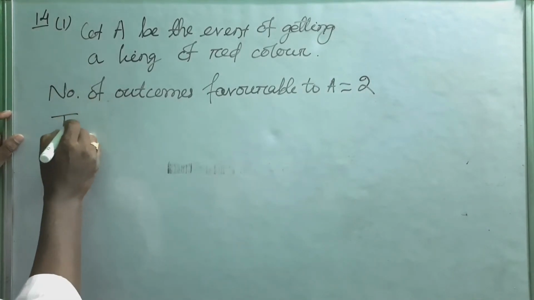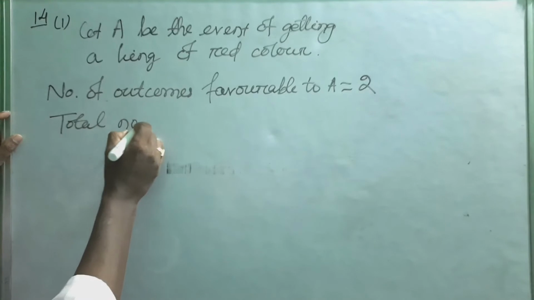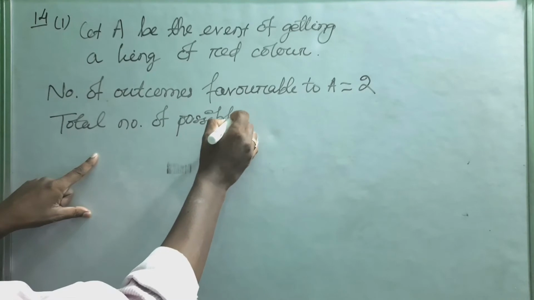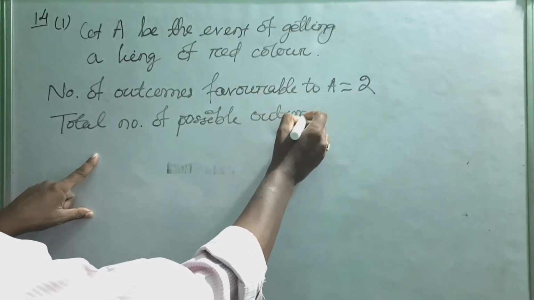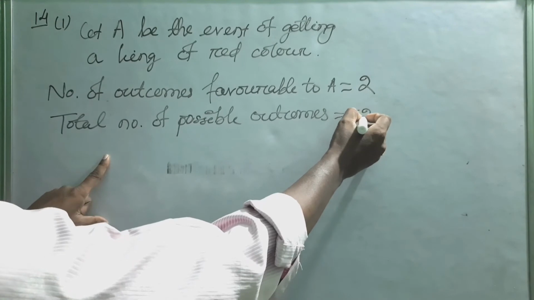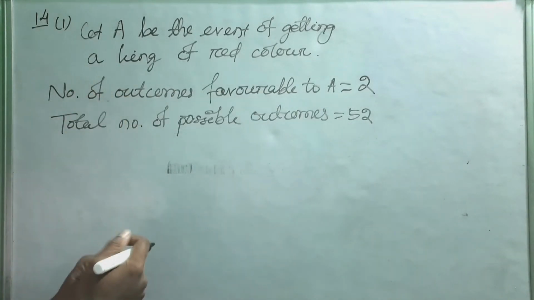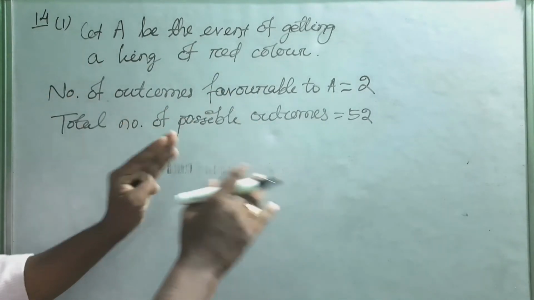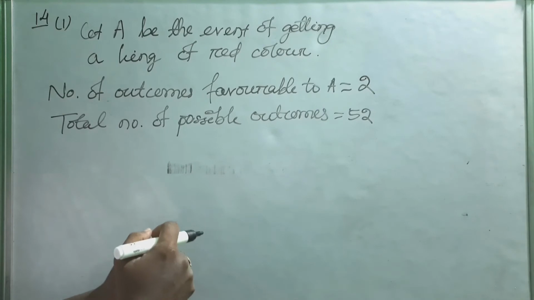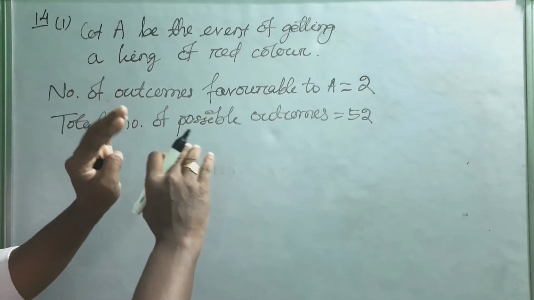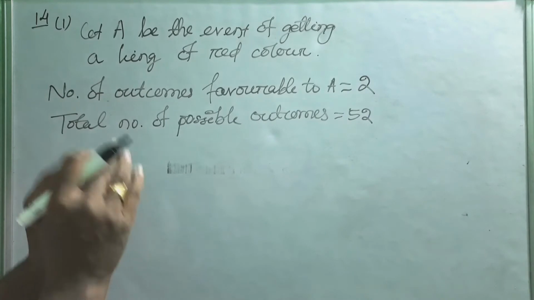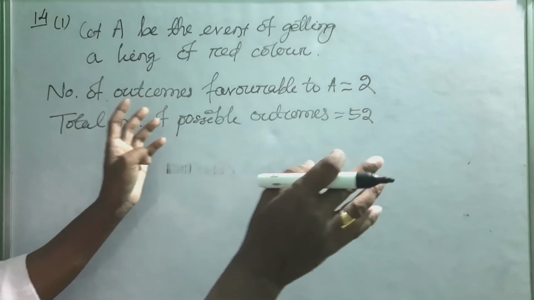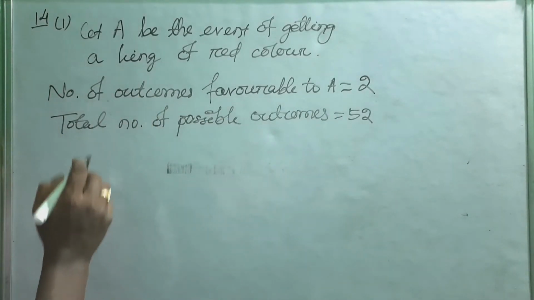Now the total number of possible outcomes is equal to how many? 52. Total cards are 52. Out of these 52, he has to pick one card. That means he may pick any card from the pack of 52 cards, so there is a possibility of selecting each card. So he can select one card out of 52 cards in 52 ways. So the total number of possible outcomes is 52.